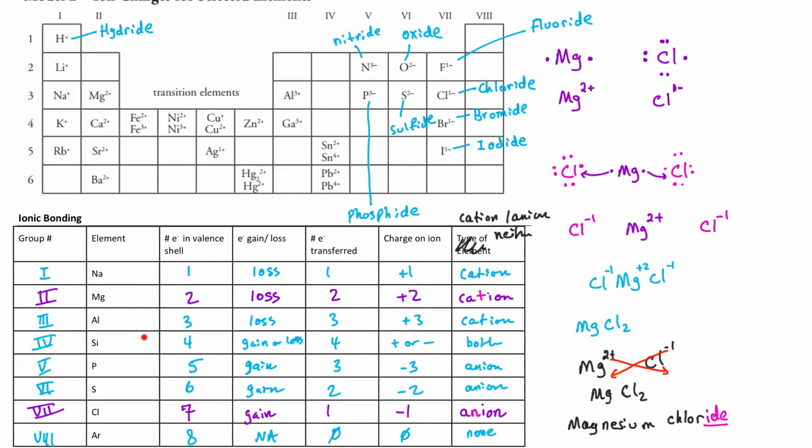Just remember that anything that has 4 can gain or lose that many electrons, so it could become positive or negative, and usually anything in groups 5 to 7 would gain an electron and become an anion, and anything in groups 1, 2, and 3 often lose their electrons and they become positively charged.